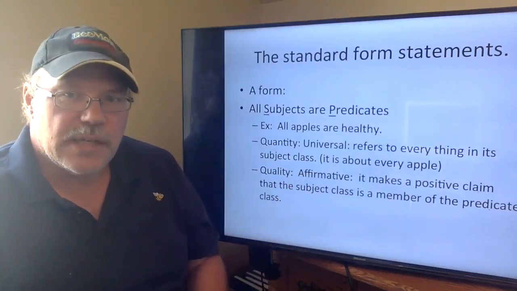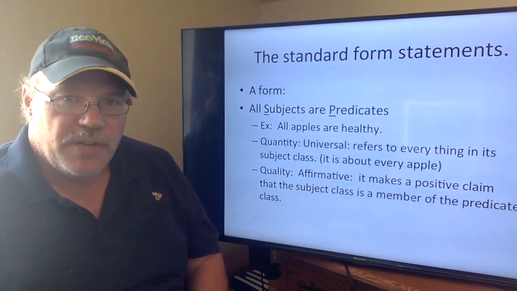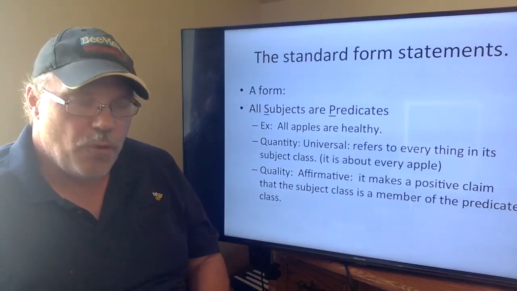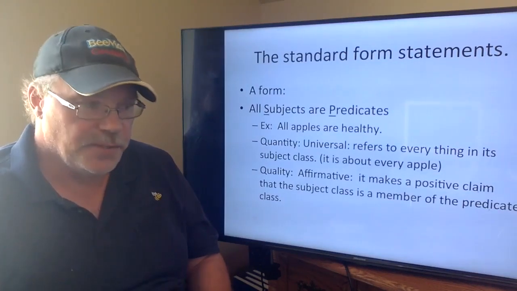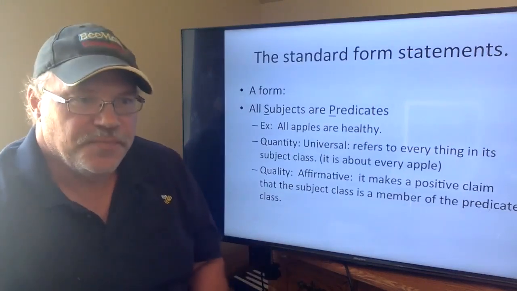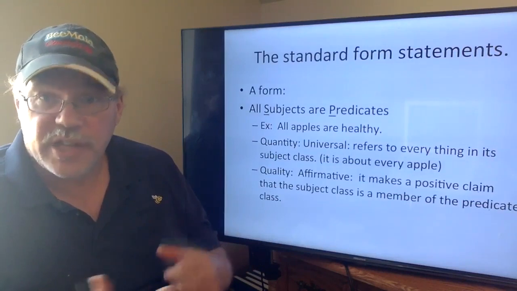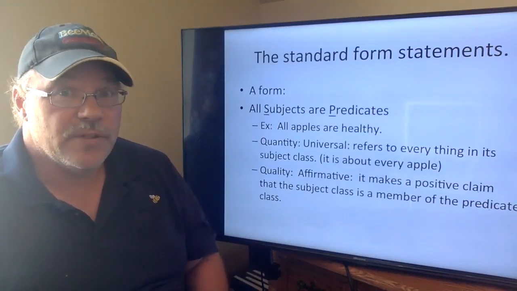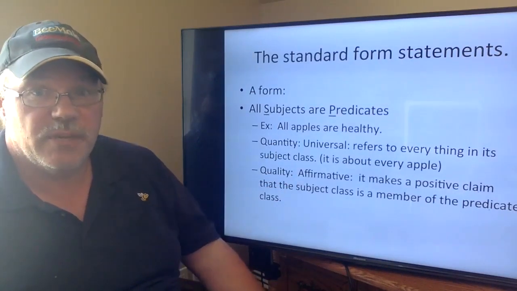That being said, let's go through the standard form statements. Aristotle gave them each a name, which was a vowel of the alphabet in his language. And even though this is 2,300 years ago, things haven't changed that much, so that we have essentially the same vowels. So we call them A, E, I, and O statements.